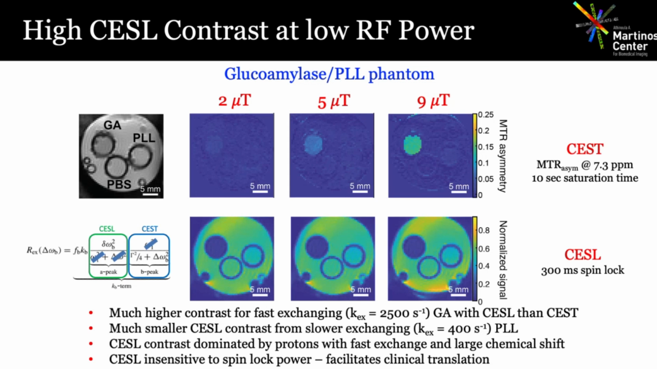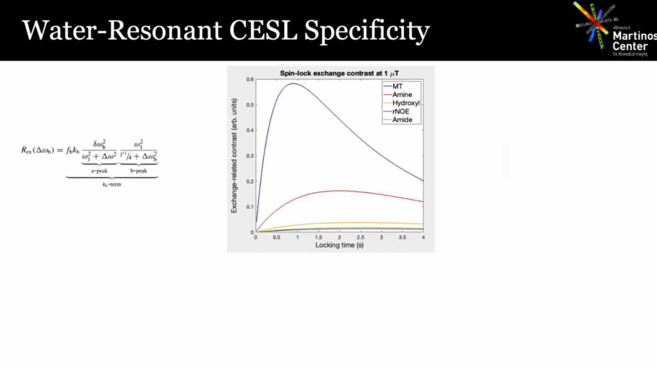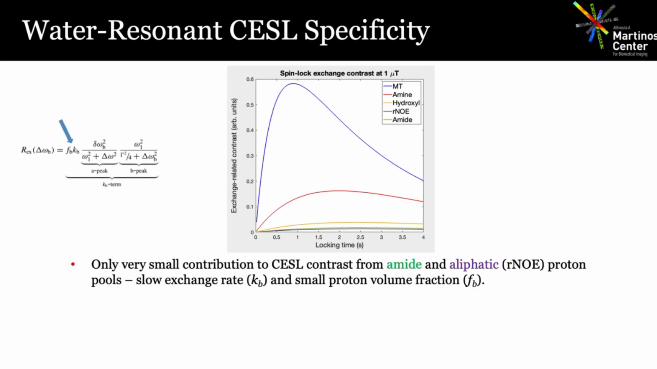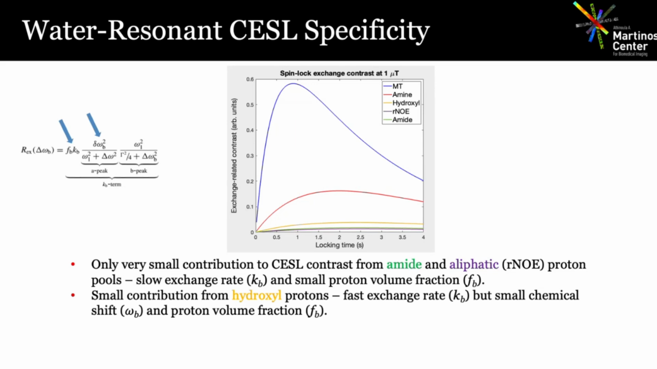And again, here we had to use long saturation times, 10 seconds. Here we have a 300 millisecond spin lock. So again, this contrast is going to be dominated by things with fast exchange rate and large chemical shift. So for instance, the amide and aliphatic protons have slow exchange and small proton volume fractions. So they're way down here in the simulation.